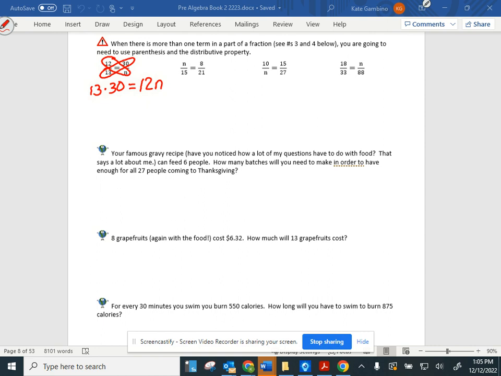Because multiplication. Opposite operations. So that opposite operation objective from a while ago, still coming back. We still need to use it. So we're going to do that. 13 times 30. Who knows what that is? 390. 390 equals 12n. Now comes in the opposite operations. To get n by itself, right now we're multiplying. Opposite operations say divide. So what's 390 divided by 12? I'm going to check. 32.5.